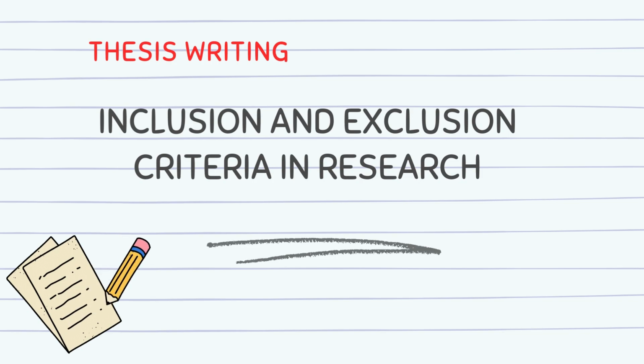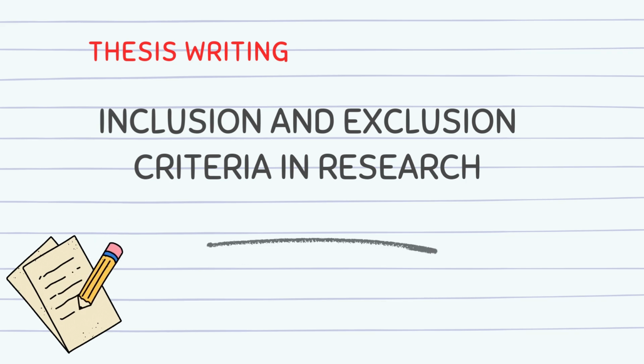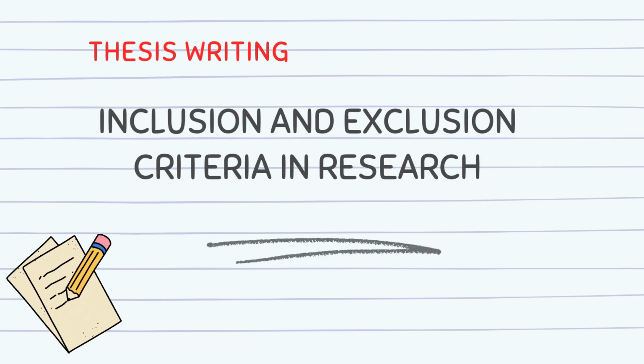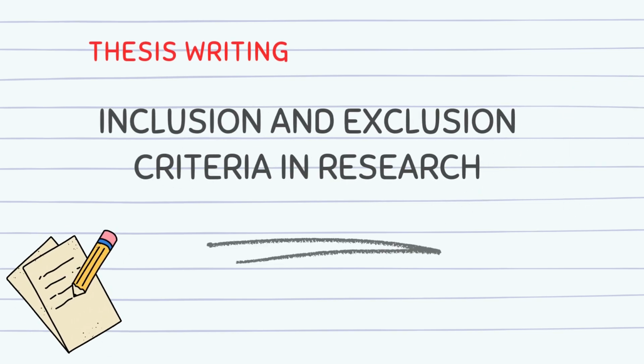Stating your criteria openly adds transparency to your research, which is a core principle in academic writing. Review related studies for guidance. Check how similar studies define their criteria. It can help you frame yours more precisely. Final tip: align with your goals. Your inclusion and exclusion criteria must always support your research purpose. Stay aligned, stay focused, and your thesis will have a strong foundation.